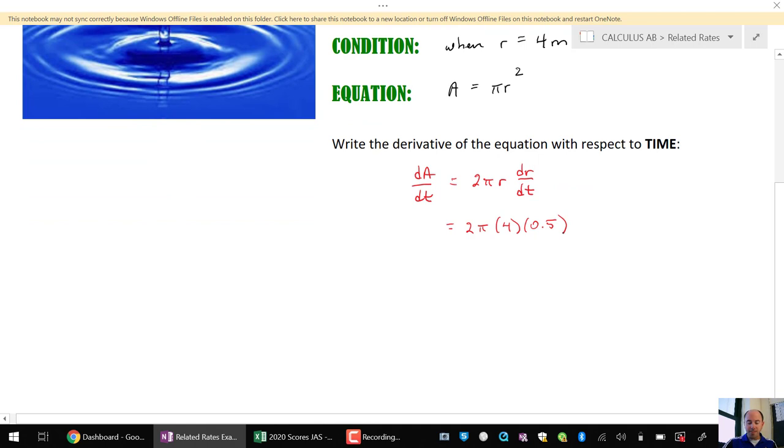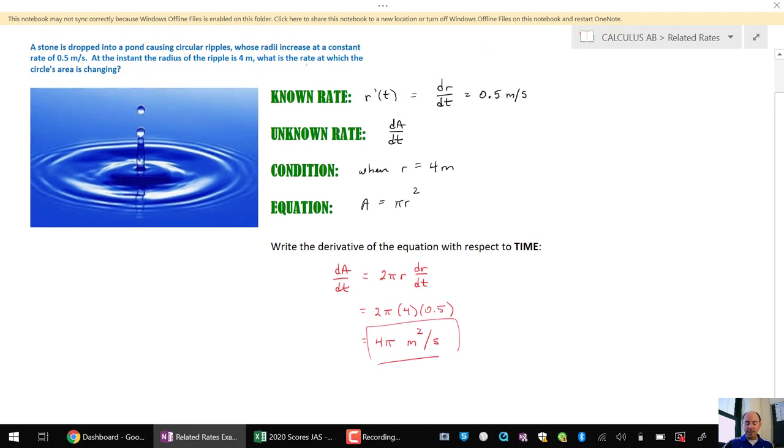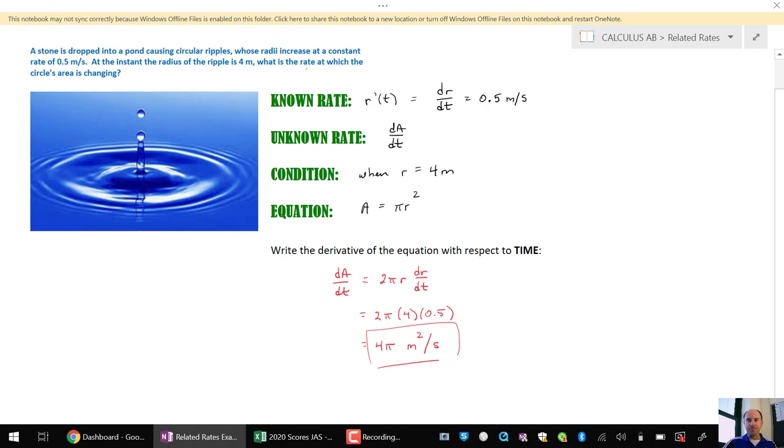So plug in all the values that we know, and it looks like we'll have 8 pi times 1/2, or a final answer of 4 pi. And then what are the units now? What's the rate at which the area is changing? Well, the area of a circle is going to be in square units, so square meters, and then time was in seconds. So there we go. There's your first example of what a related rates problem looks like.